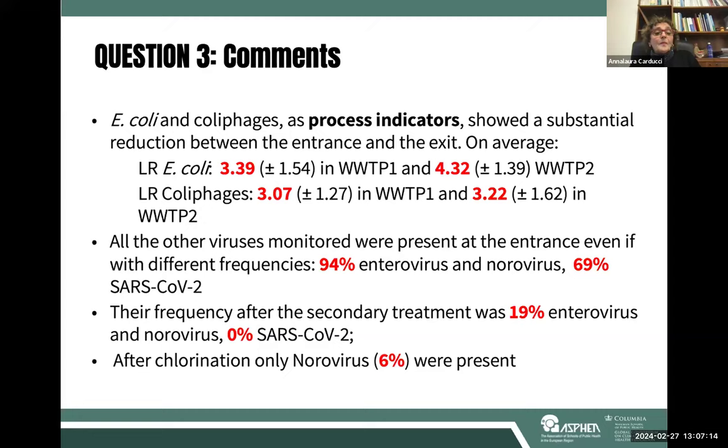The other viruses monitored were present in almost all samples at the entrance, in particular enteroviruses and noroviruses. Their frequency was reduced after secondary treatment, by 90% for entero and noro, and SARS-CoV-2 disappeared, but after chlorination, 6% of samples were still contaminated by noroviruses, and as we have seen, 62% by adenoviruses.